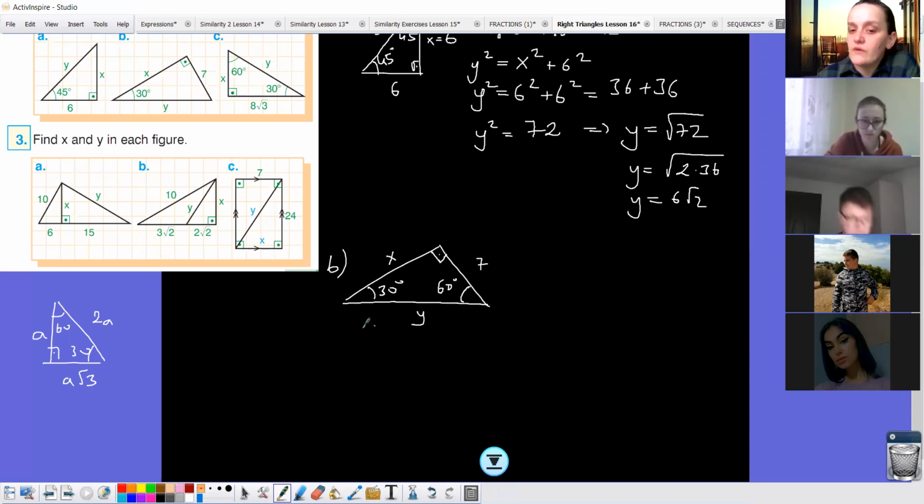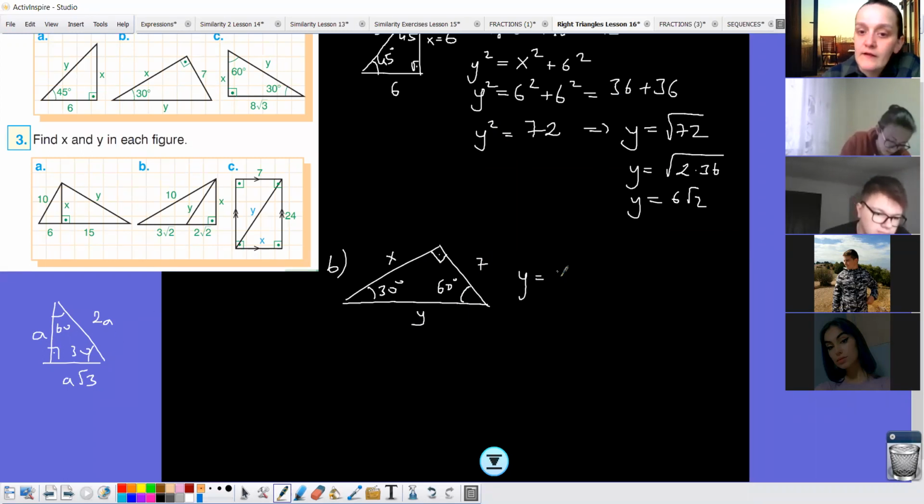And according to that, I'm solving my question. Now here, Stephanie, which side is given? The side opposite of 30. The side opposite of 30 is given. A is given. It's 7. So according to this, what will be y? I think it will be 2 times 7, which will be 14. So directly we have found y.